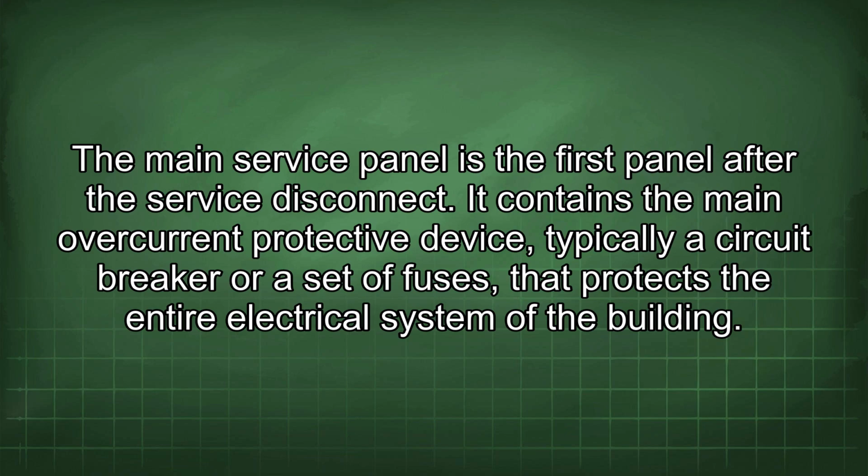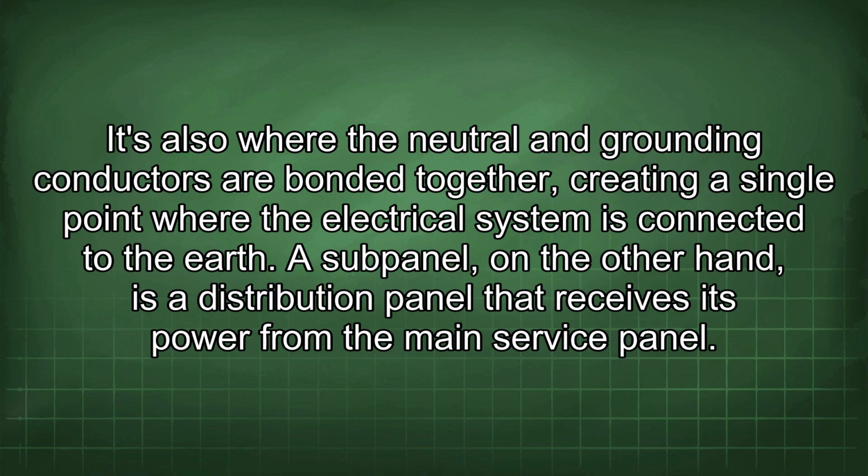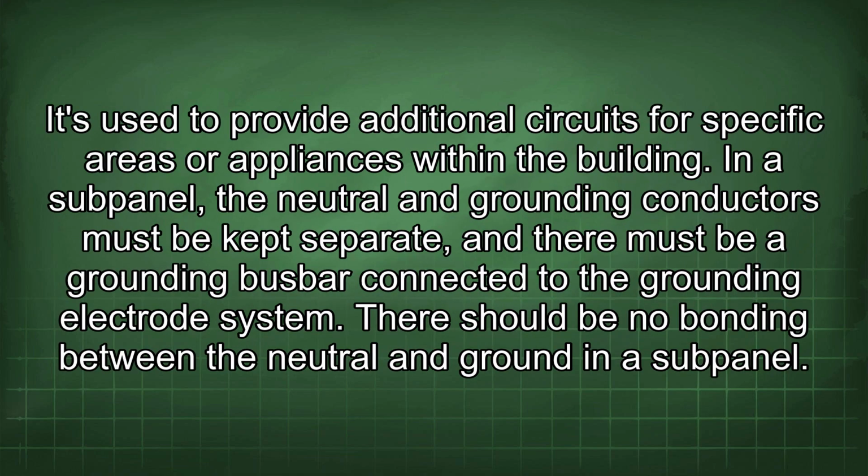It contains the main overcurrent protective device, typically a circuit breaker or a set of fuses, that protects the entire electrical system of the building. It's also where the neutral and grounding conductors are bonded together, creating a single point where the electrical system is connected to the earth. A subpanel, on the other hand, is a distribution panel that receives its power from the main service panel. It's used to provide additional circuits for specific areas or appliances within the building.